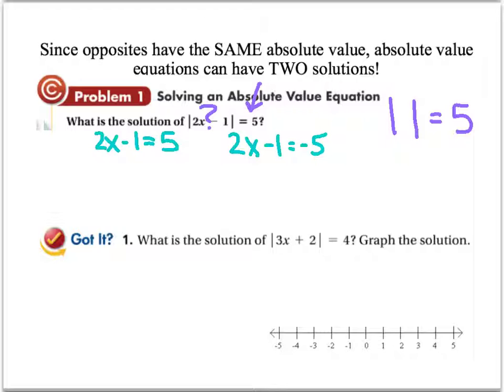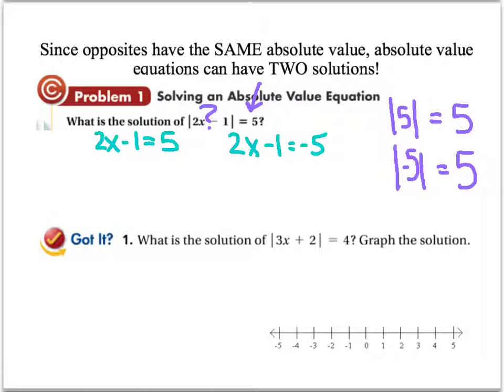Corey? The absolute value of 3 equals 5? 5. Blank absolute value equals 5. What could go in there, Aaron? Negative 5. 2 numbers, 5 and negative 5, give you the same answer.